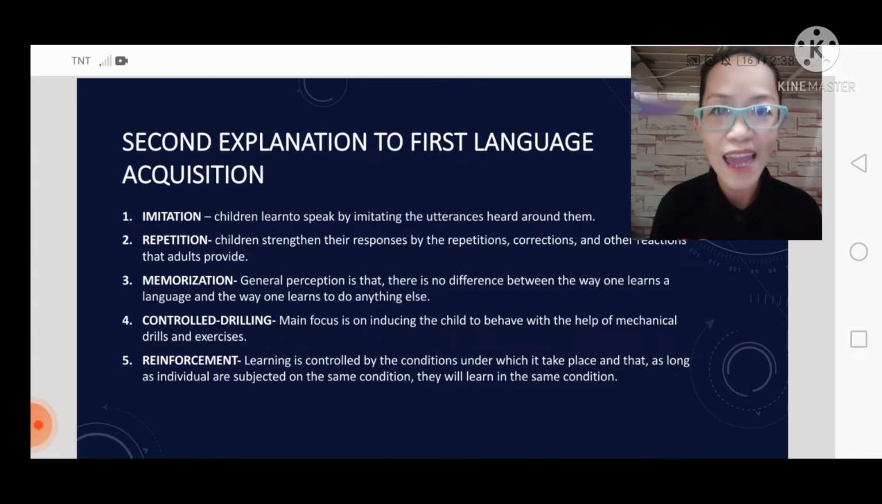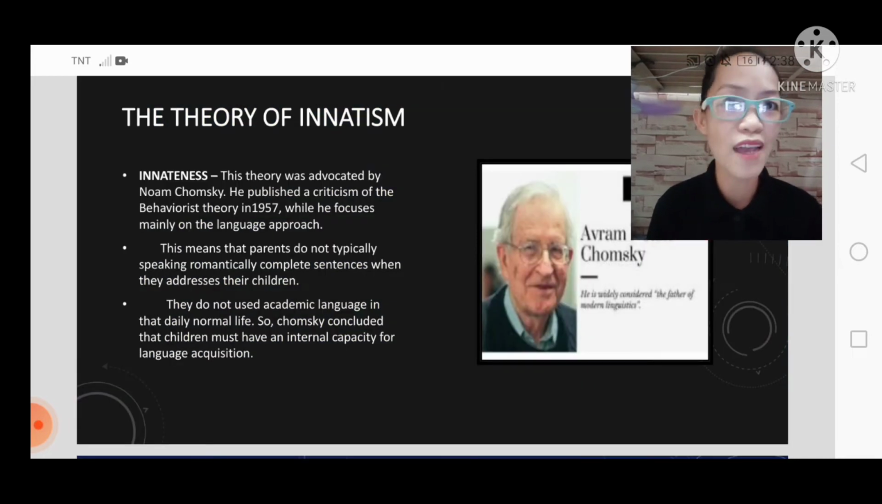Number five is reinforcement. Learning is controlled by the condition under which it takes place, and as long as individuals are subjected to the same condition, they will learn in the same way. So as I have told you before, this was proved to be an incomplete theory, and another theory emerged.